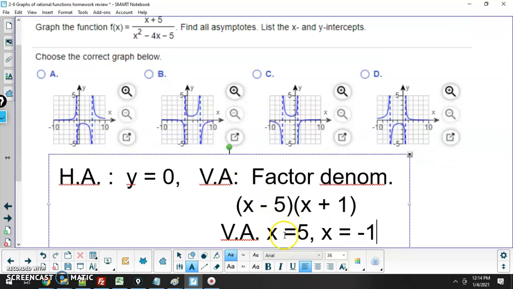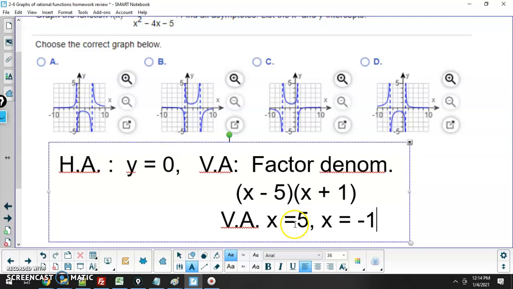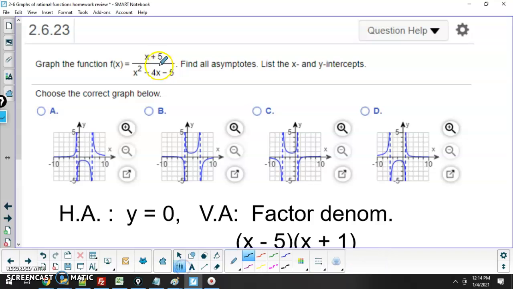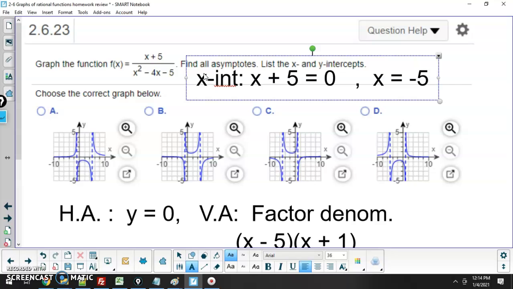Now if this was x plus 5, that would mean that we would have a hole at x equals negative 5, just to remind you of that. Now, how do we get the x and y intercepts? Well, very simply. To find the x-intercept, you let the top part be equal to 0. So you set the numerator equal to 0, and that will tell you where y is equal to 0. So x plus 5 equals 0, so you would have an x-intercept at negative 5.